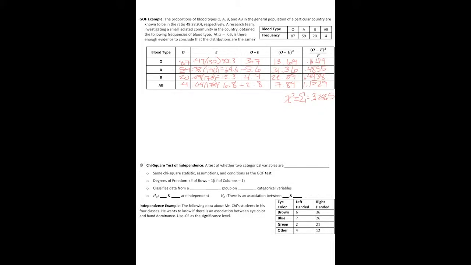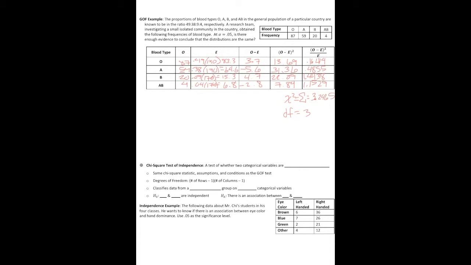You find your critical value by looking at your table. In order to find that, you have to know your degrees of freedom. So remember, degrees of freedom is your total number of cells minus 1. If we look at our chart, we have 1, 2, 3, 4 cells, okay, or 4 data points if you want to think of it that way. So we have 4 data points minus 1 will give us a degrees of freedom equal to 3. Okay, so we have 3 degrees of freedom.